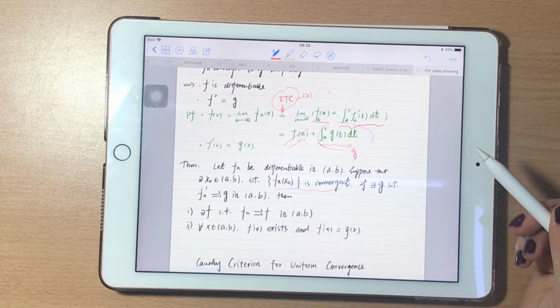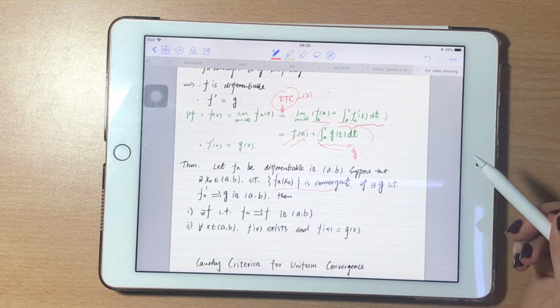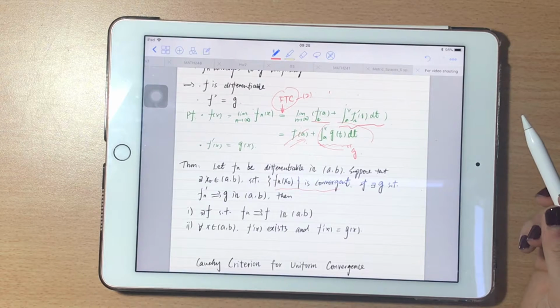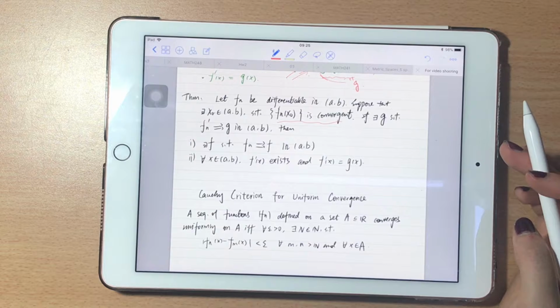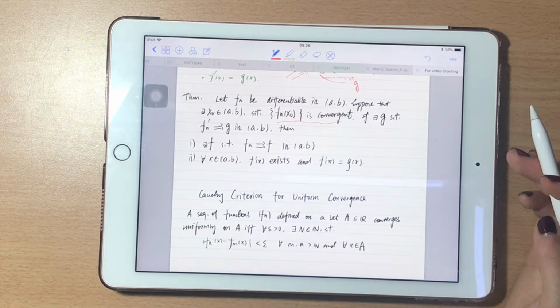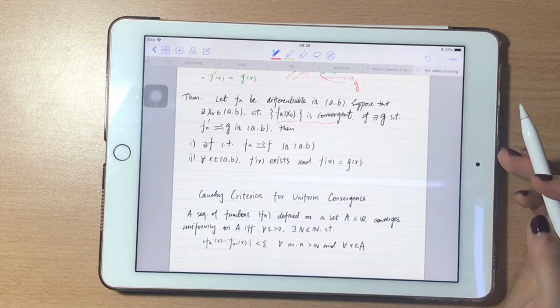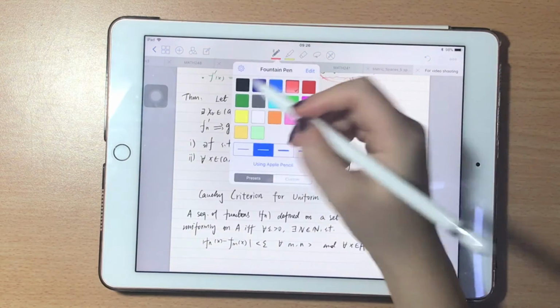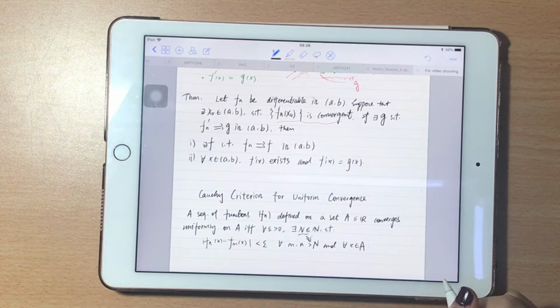And to prove this theorem, we will also use another criterion for uniform convergence, which is the Cauchy criterion for uniform convergence. The Cauchy criterion says, given a sequence of functions fn defined on a set A, it will converge uniformly on A if and only if for any epsilon larger than 0 there will be a capital N such that the difference between any two functions fn(x) and fm(x) will be smaller than epsilon for any m, n larger than capital N, and for any x in A.